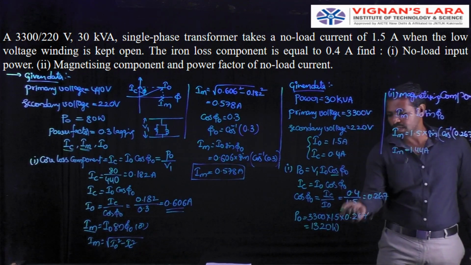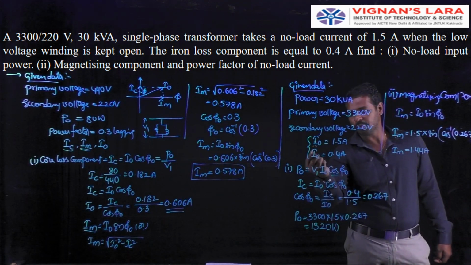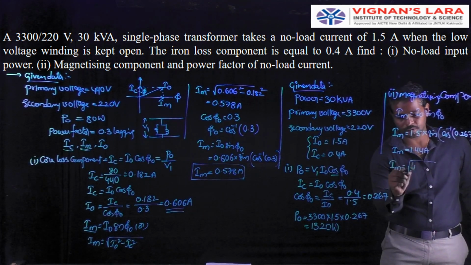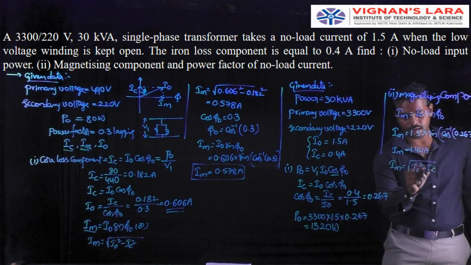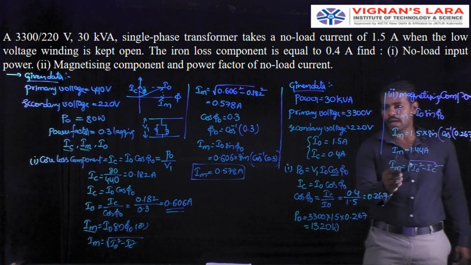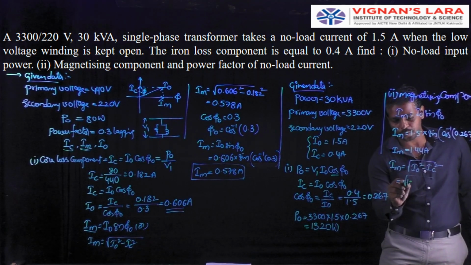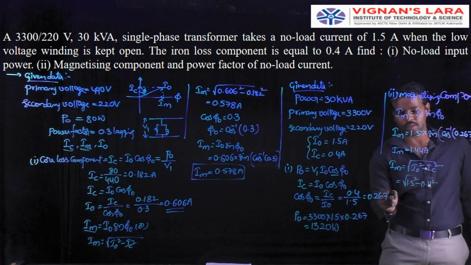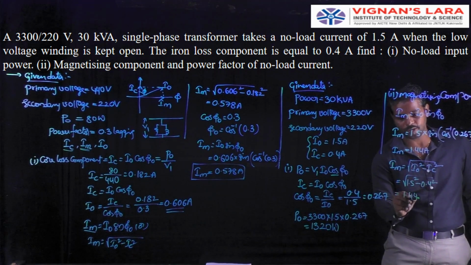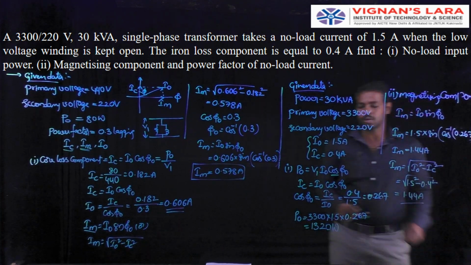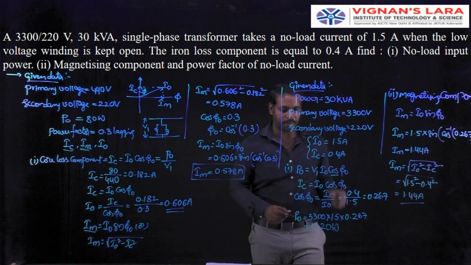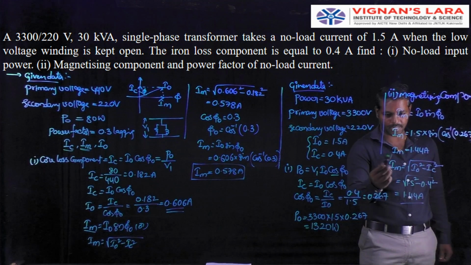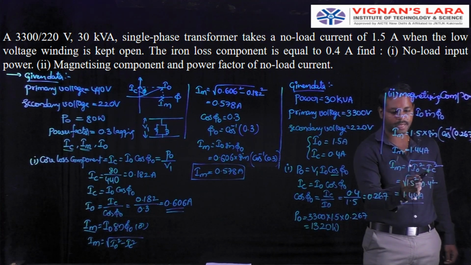Otherwise, based on the core loss component equal to 0.4 and I naught equal to 1.5 amperes, IM is equal to square root of I naught square minus IC square. Which is equal to 1.5 square minus 0.4 square, which is also equal to 1.44 amperes. So the magnetizing component can be calculated by using two expressions. One is IM is equal to I naught sin phi naught, otherwise IM is equal to square root of I naught square minus IC square.